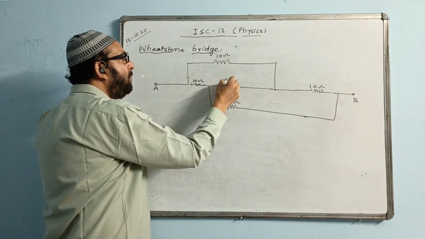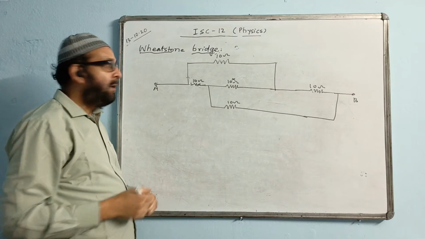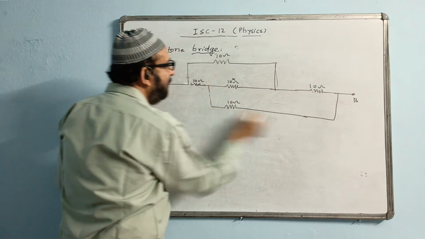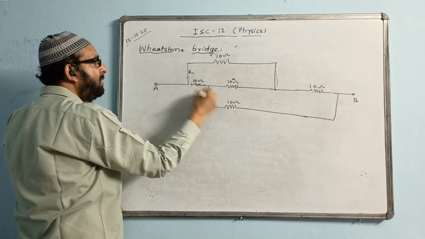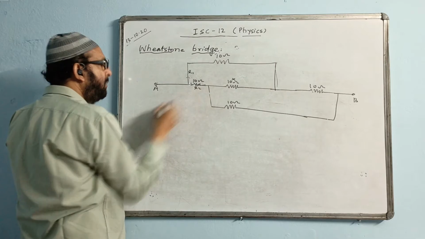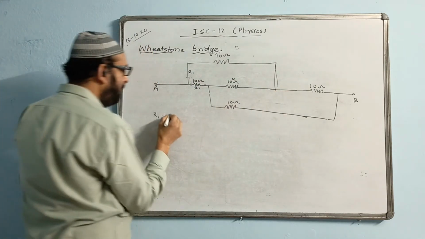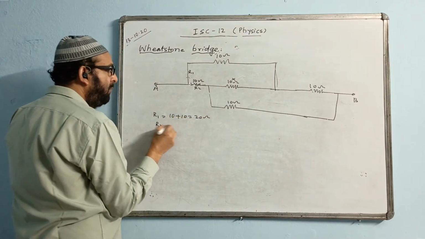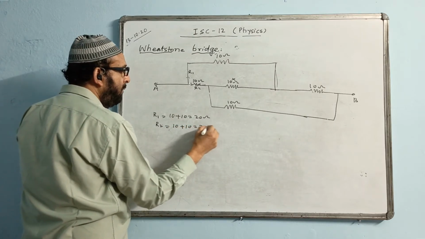So don't consider this, it is out of the circuit. No current will flow through this. That means this one and this one are in series, and the lower one also in series. So you can add first, the resistance of this part is R1, the resistance of this part is R2. We can add this R1 value, 10 plus 10, so 20 ohm. And the R2 value will add, that is again 10 plus 10, so 20 ohm.